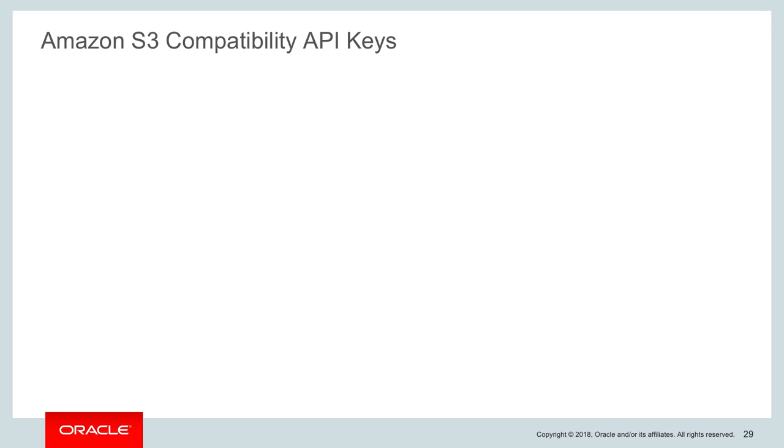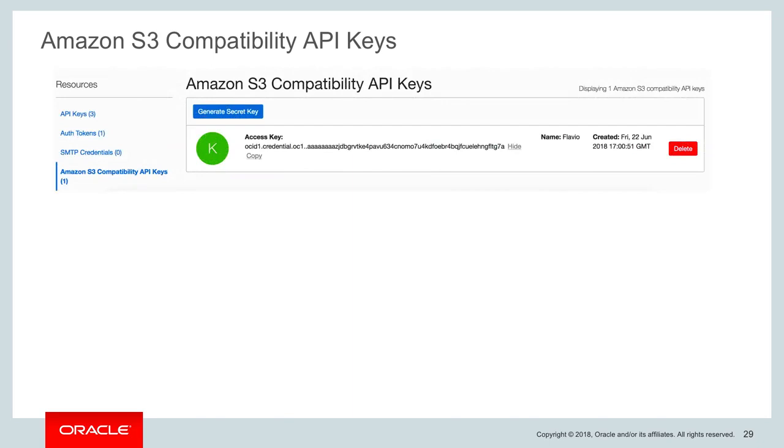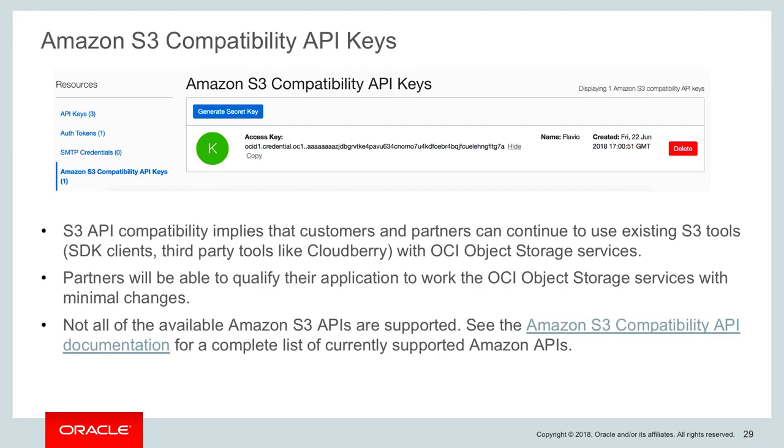So, Amazon S3 compatibility APIs. On our object storage, you have the ability to use Amazon S3 compatibility keys. Under the user that you created in OCI, you have an option to create a key that will give access to the S3 compatibility portion. What that means is that S3 API compatibility implies that customers and partners can continue to use their existing S3 tools, right?